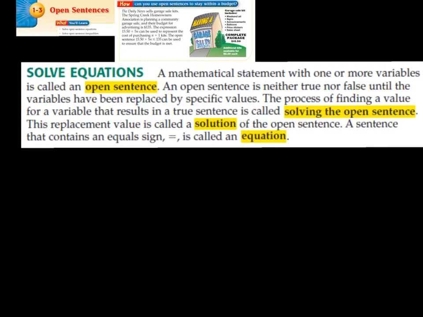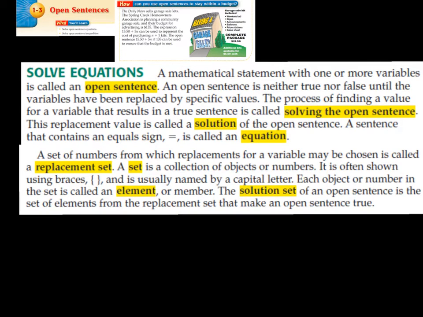A sentence that contains an equal sign is called an equation. A set of numbers from which replacements for a variable may be chosen is called a replacement set. A set is a collection of objects or numbers. It is often shown using braces and is usually named by a capital letter. Each object or number in the set is called an element or member. The solution set of an open sentence is the set of elements from the replacement set that make the open sentence true.